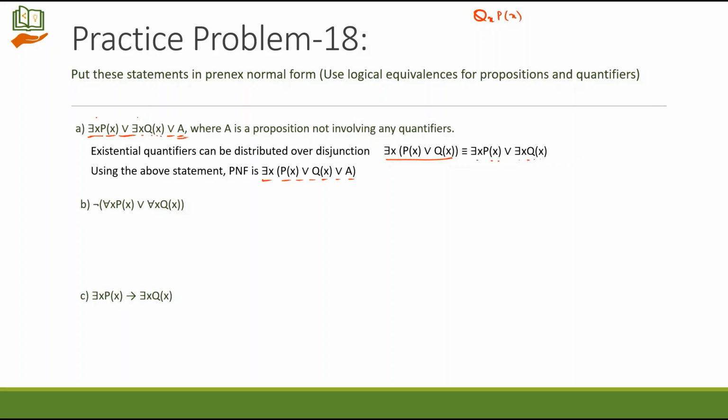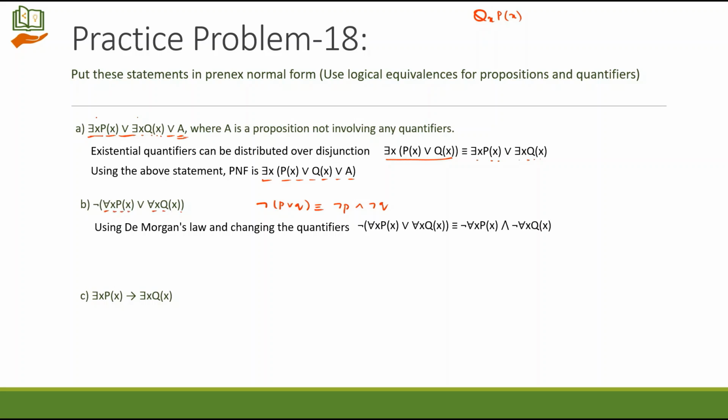What about the next one? We have negation of universal, disjunction universal. Using De Morgan's law and changing the quantifiers. We know negation of P or Q will be negation of P and negation of Q. So now consider this to be P and this to be Q. So negation of P or Q will be negation of P and negation of Q. So we are applying the negation inside. Here it is negation, here it is changing to conjunction and here it is again negation.